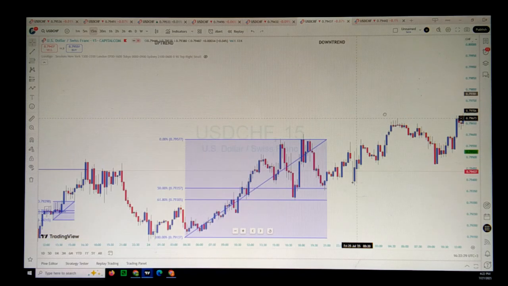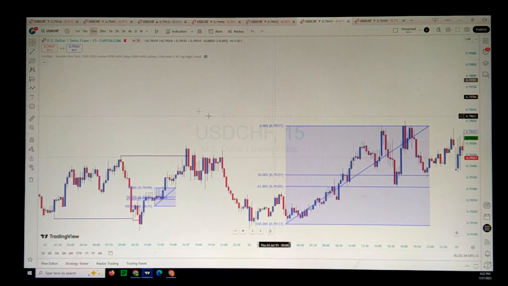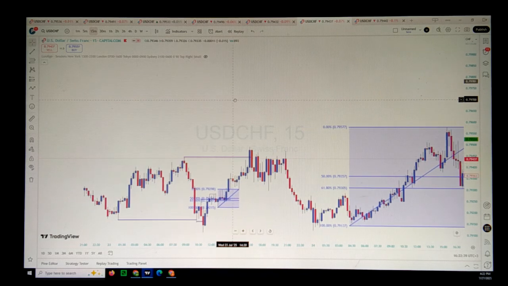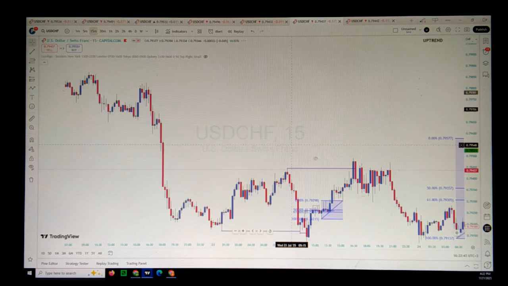Let's look for another one. Leave this one alone. This one is a continuation. This one I was using on a 1 minute time frame. That's why you can see the reversal very well. I'm looking for another one.